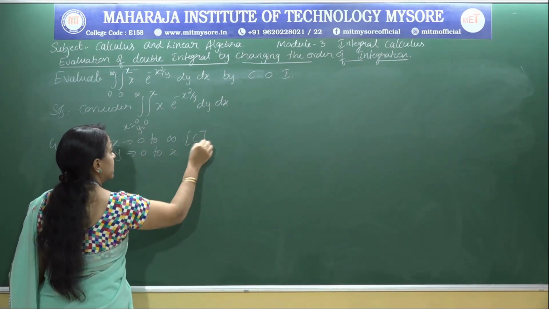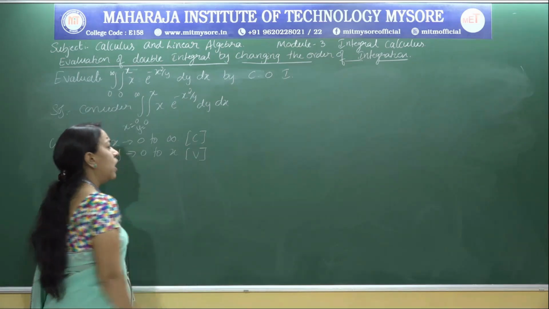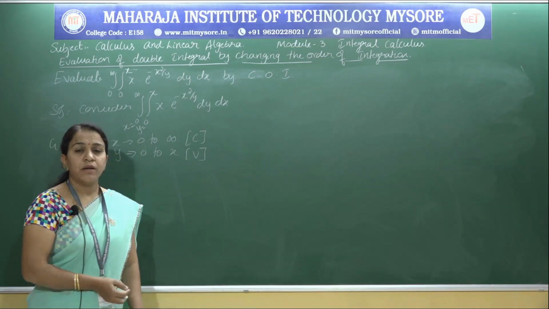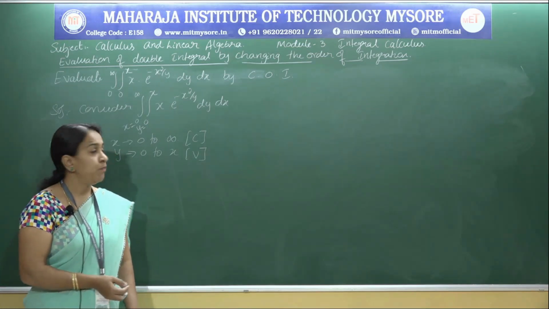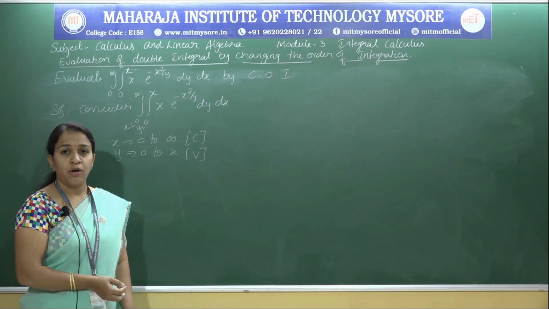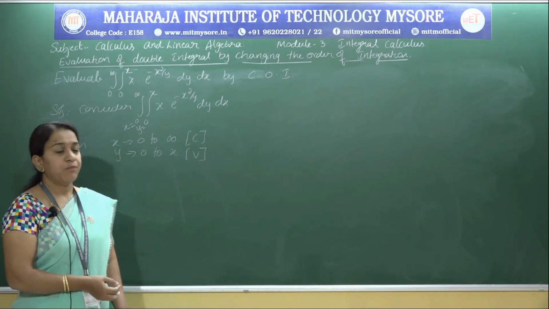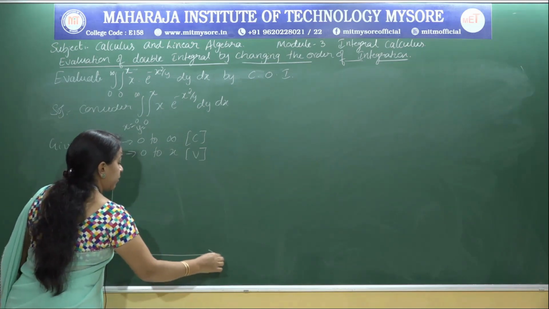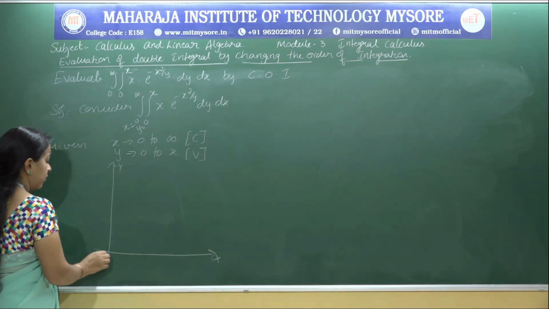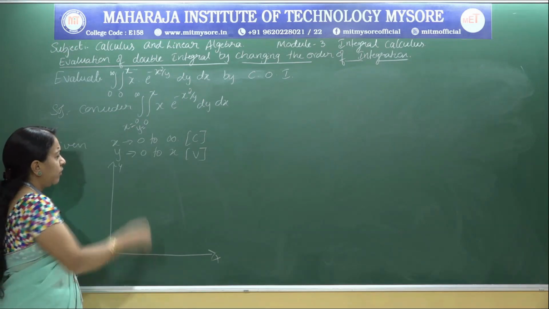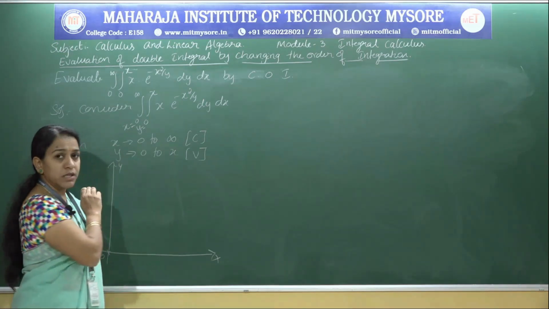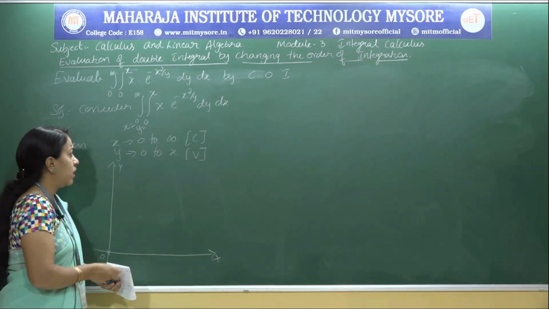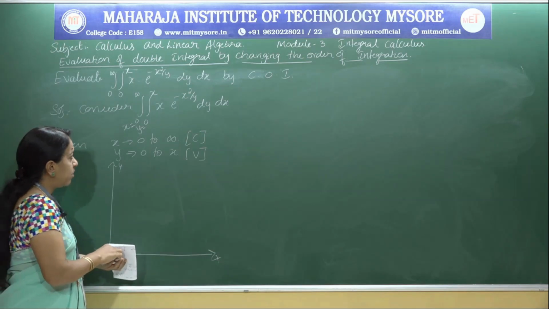That is, x is a constant limit and y is a variable limit. So we know that to obtain a new limit, we should represent the given line or curve in a coordinate plane. So consider the coordinate axes, x and y axis with origin. The given lines are x equal to 0, x equal to infinity, y equal to 0 and y equal to x. So let me represent them one by one.